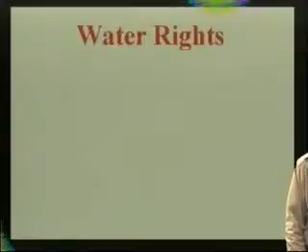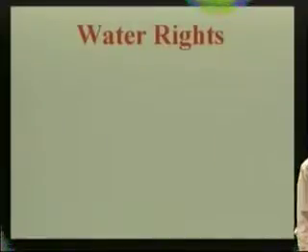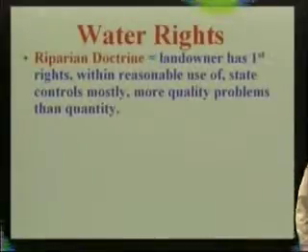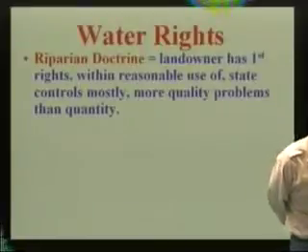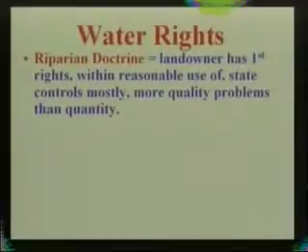I want to introduce two broad types of environmental laws regarding water, both surface water and groundwater. Under this water rights list, you need to write down this very first doctrine. It's called the Riparian Doctrine. The Riparian Doctrine is a water law that states that the landowner who owns the land next to that body of water has the first right to use that water.